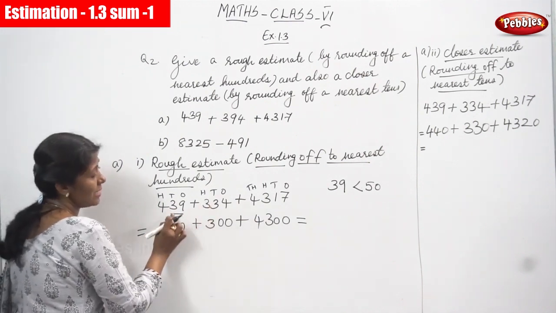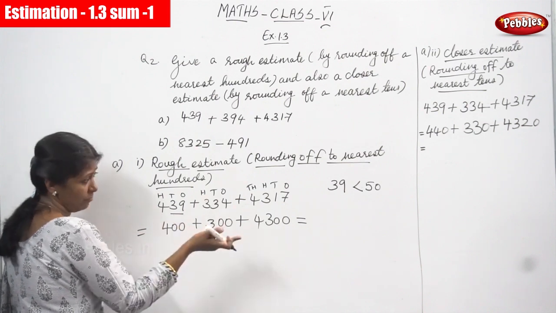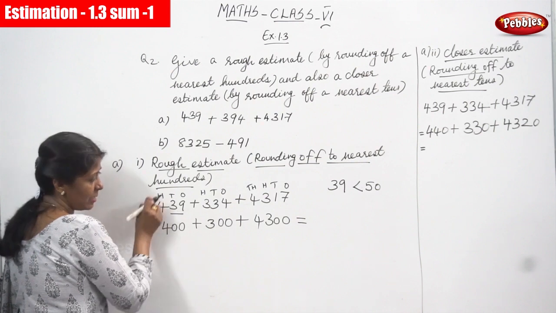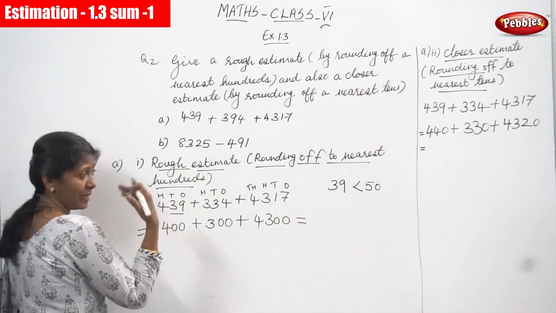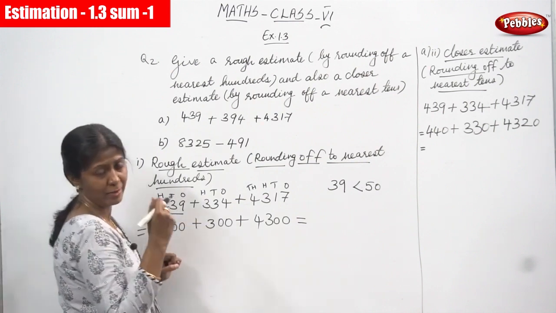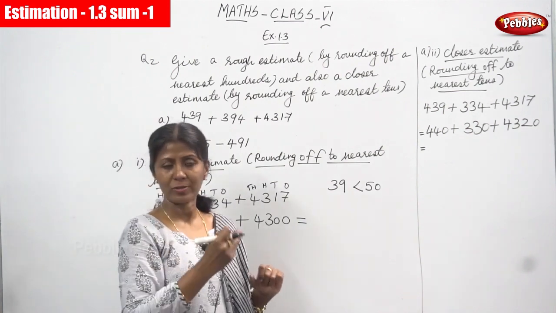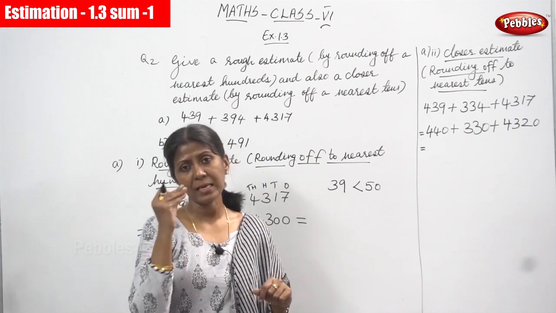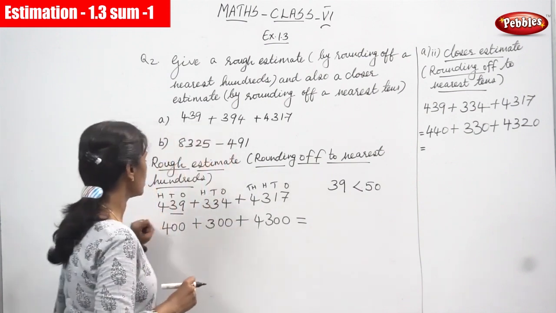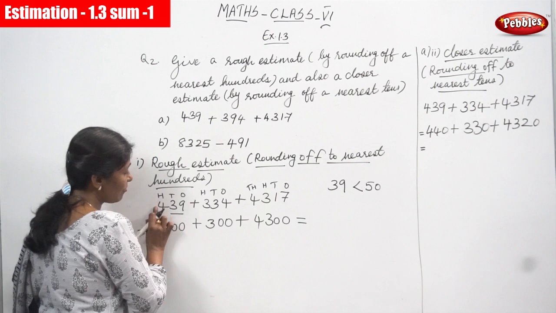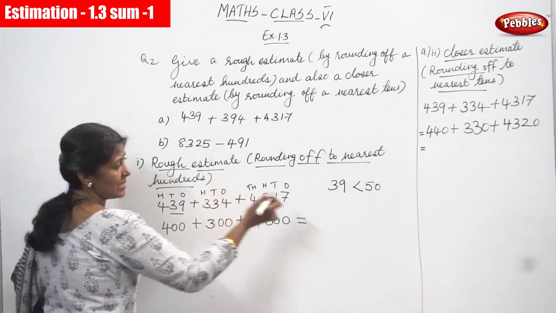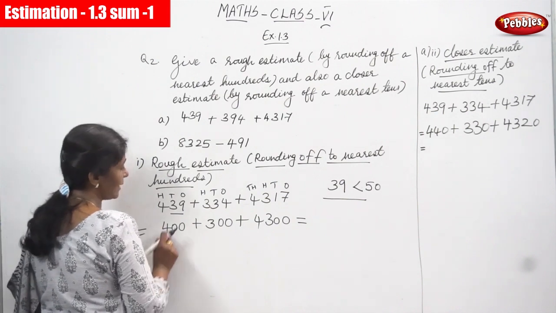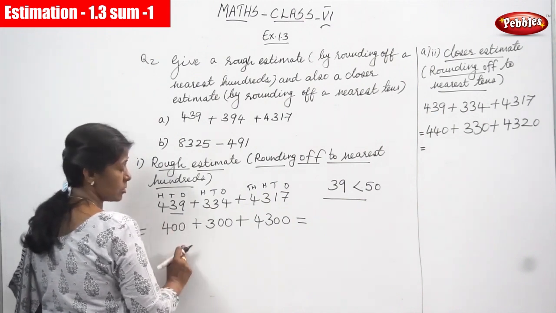I'll repeat once again. 39, you have to consider the tens and ones place value. 39 is less than 50. So you should not change the 100 place value. If it is 50 and above, you add 1 to the 100 place value, but it does not come under the rule. So you write 4 as it is, then the last two digits become 0, so the answer is 400.